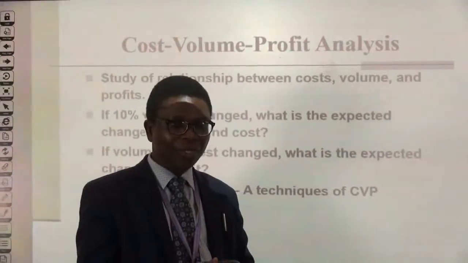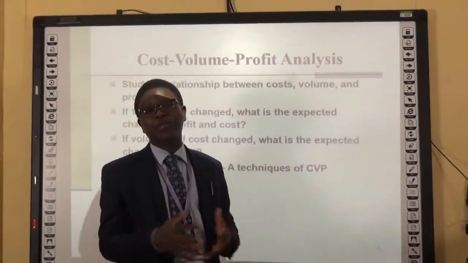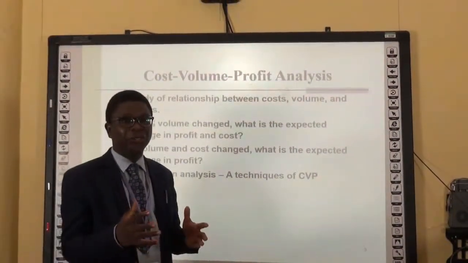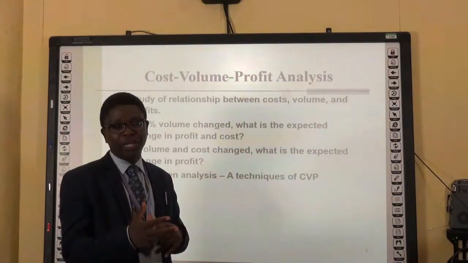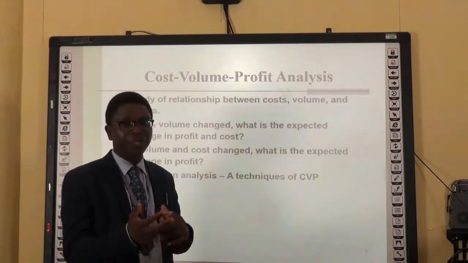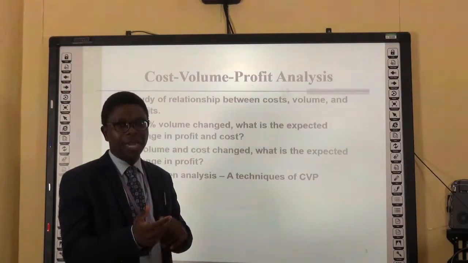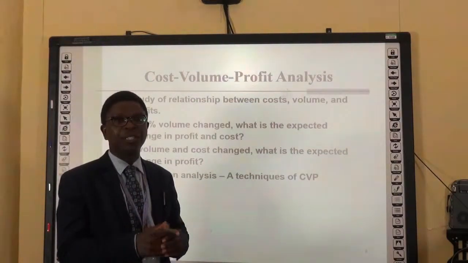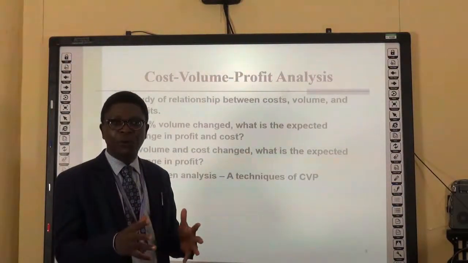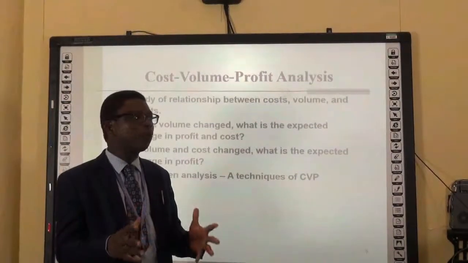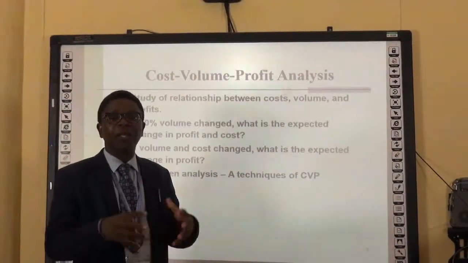Essentially, as the topic implies, we are looking at the relationship between the volume of production or level of activities, the cost, and then the level of profit. Proper understanding of this topic is crucial for the good performance of every organization.